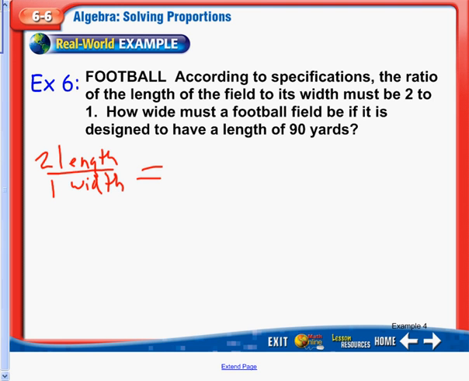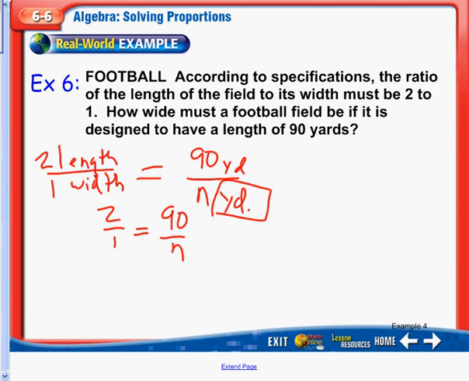And when we're looking for a length of 90 yards, and we're trying to find out how wide it's going to be, we can use the letter n. Again, this would be n yards. And this is our width on the bottom. So we need to cross multiply. I can rewrite this without our labels to make it look a little bit cleaner. I just need to remember that I do need the label of yards in my answer.